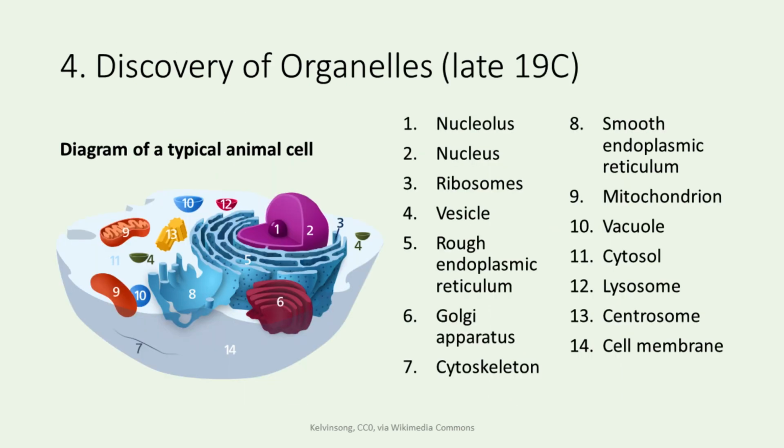As technology advanced in the late 19th century, so did our understanding of cellular complexity. Thanks to developments in microscope production technology and cell staining techniques, organelles such as mitochondria, chloroplasts, endoplasmic reticulum, and the Golgi apparatus were discovered. Chromosomes were also identified during this period. The image is a diagram of a typical animal cell, with the organelles labeled on the right.